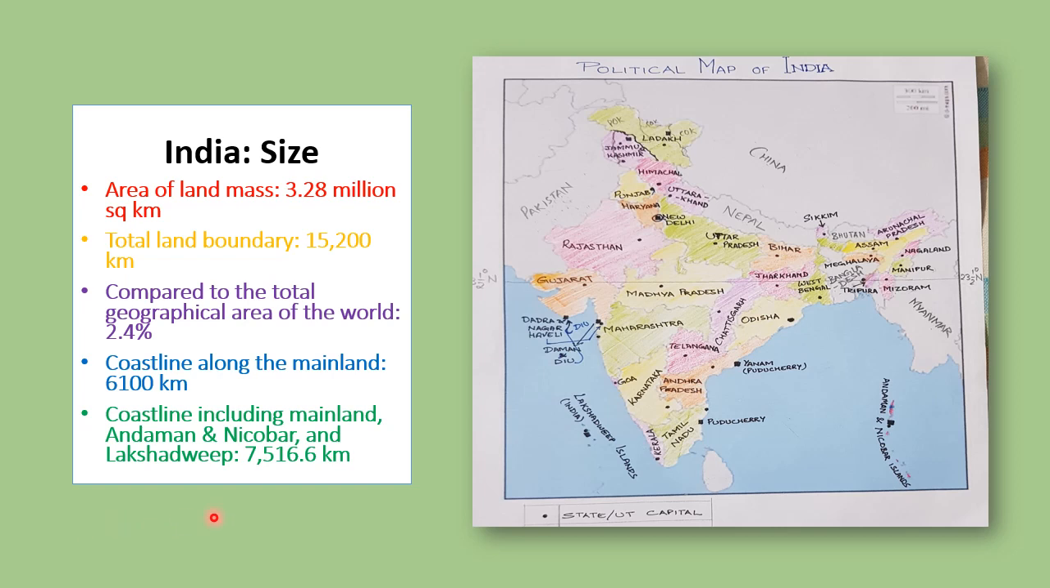7,516.6 kilometer. Okay, see here important is that when they are particularly mentioning mainland, it is 6,100 kilometer. When they are mentioning the entire coastline of our country, then it is 7,516.6 kilometers.